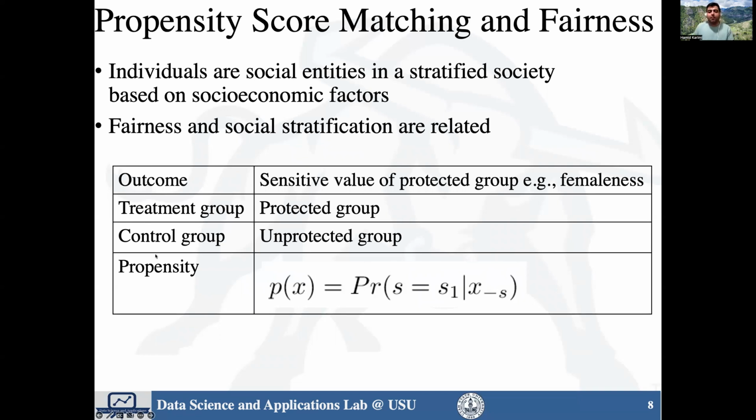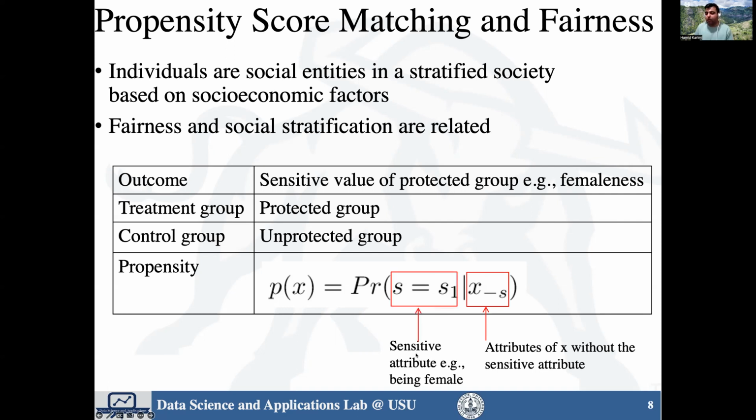But the setting is a little bit different than traditional propensity score matching. Here, the outcome is the sensitive value of a protected group, for example, being female, or femaleness. Then the treatment group would be the protected group, the control group would be the unprotected group, and propensity is this probability that we can see here. Given attributes X without sensitive attributes, we exclude the sensitive attribute. What's the probability of the sensitive attribute? In this case, what's the probability that the sensitive attribute is equal to being female? We learn this for all individuals. There are many options, but we use a simple logistic regression.